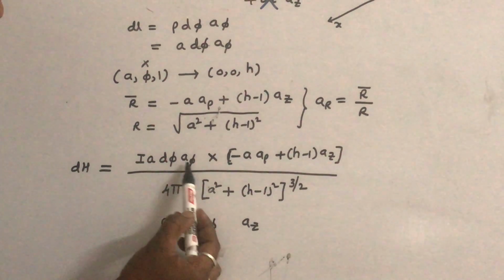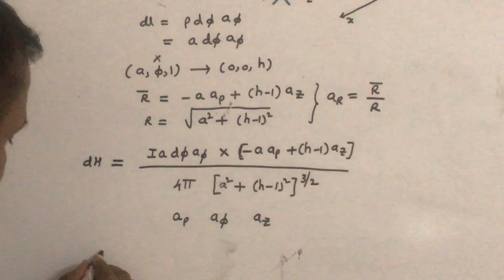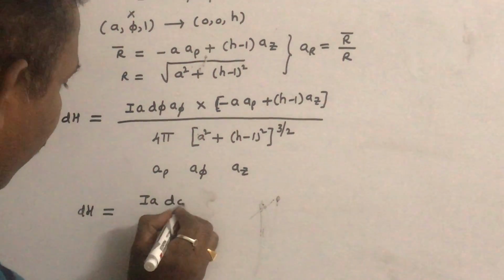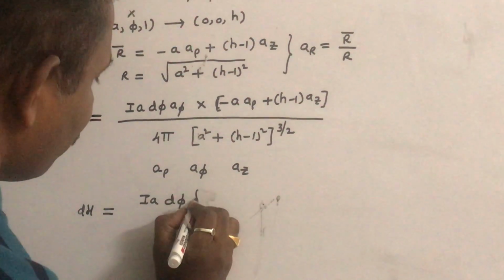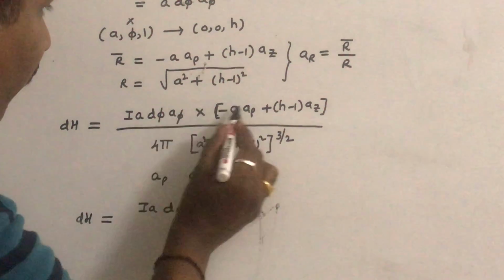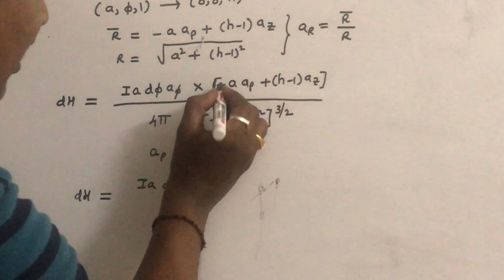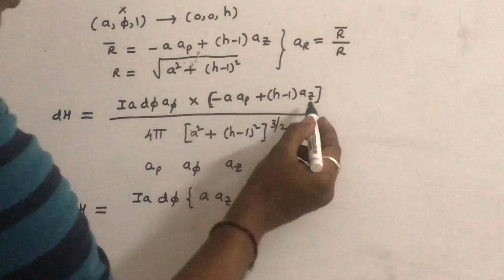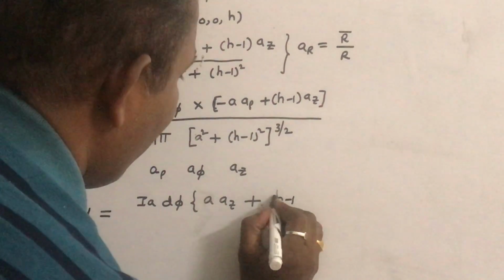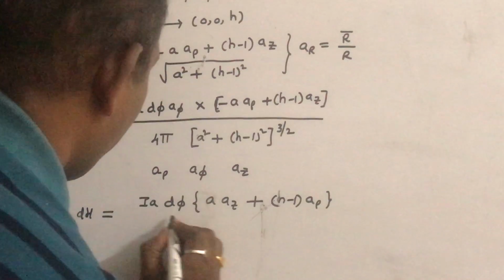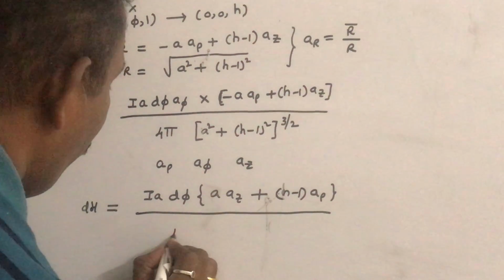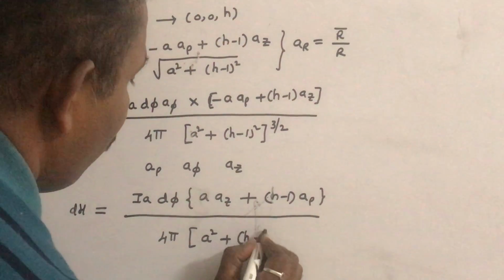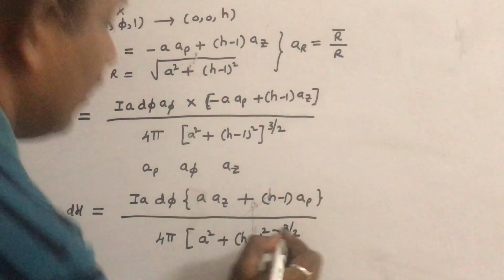So therefore let us take this unit vector inside. The magnetic field intensity dH is written as I a dφ. If you take this aφ inside, aφ cross aρ is minus aZ, minus into minus gives plus aZ, plus aφ cross aZ is aρ. So therefore (h minus 1) into aρ by 4π into (a square plus (h minus 1) whole square) whole power 3 by 2.